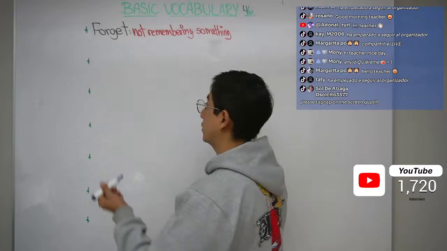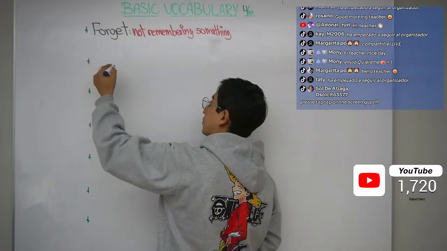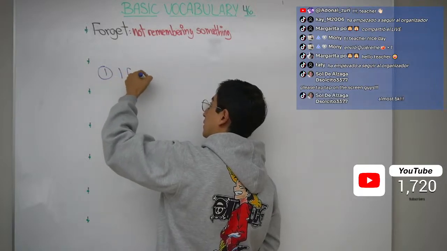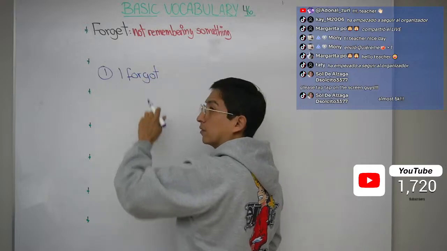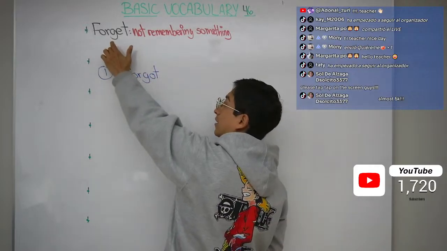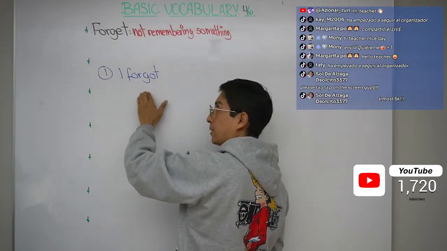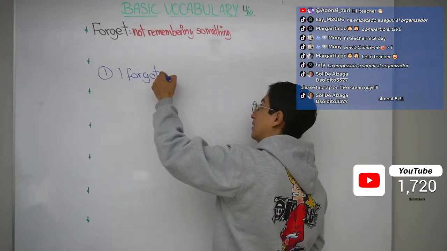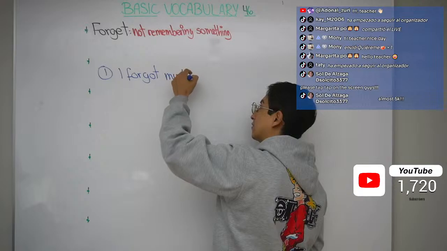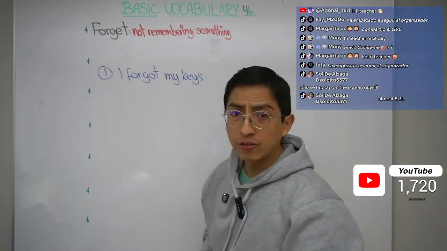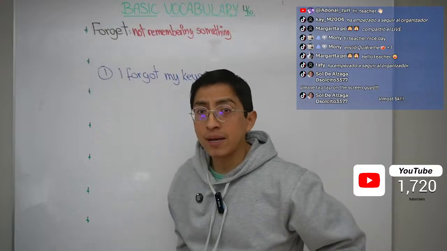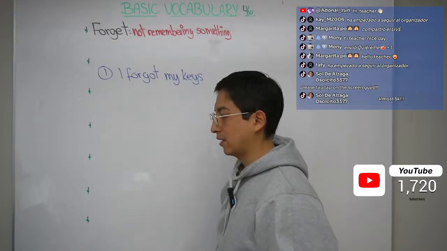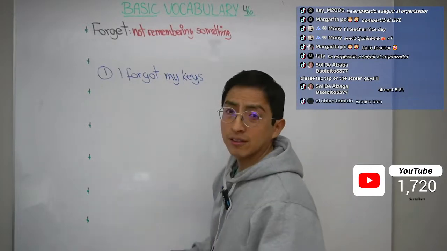Now, let's start talking about some things about this verb. Number one, we're going to talk about things. For example, I forgot. Okay, base form, forget. Simple past form, forgot. I forgot my keys, right? I forgot my keys. I don't remember where I left my keys. I don't know where they are. I forgot my keys.